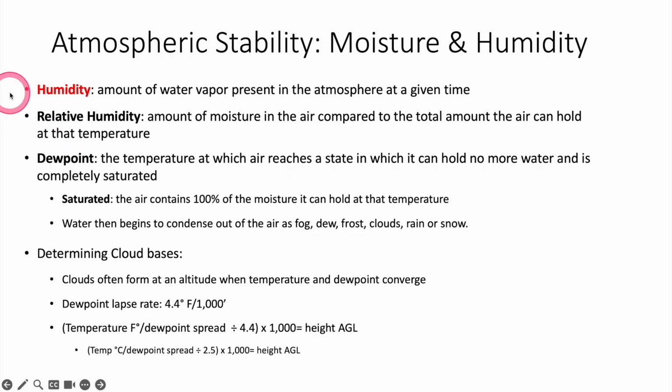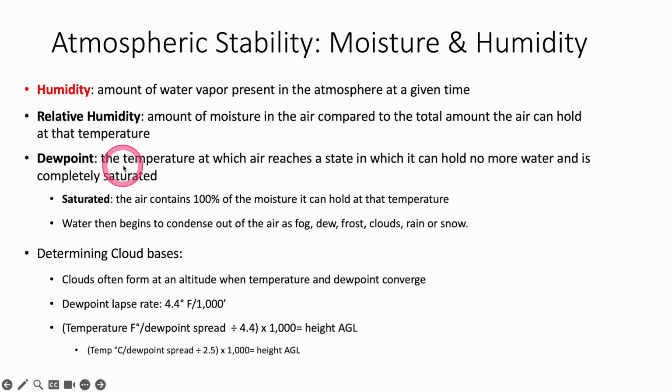Looking at moisture and humidity. So humidity refers to the amount of water vapor present in the atmosphere at a given time. And relative humidity is the amount of moisture in the air compared to the total amount that it can hold. So it's often read as a percentage. If you paid attention to the news or looked at a weather app, they'll say 60% humidity. And so that's just a portion of how much it can hold at that temperature.